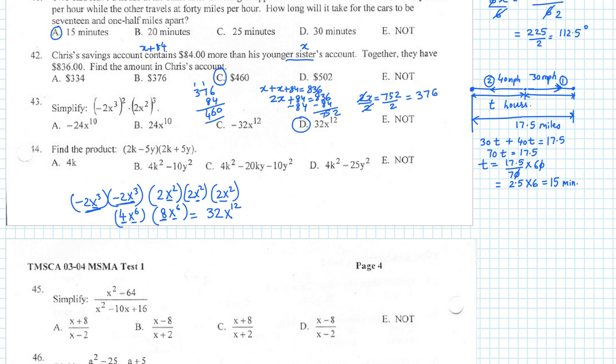Question 44, find the product of 2k minus 5y times 2k plus 5y. So if you know the formula a minus b times a plus b, that's equal to a squared minus b squared. So in this case, a is 2k and b is 5y. So the answer in this case will be 2k squared minus 5y squared. So 2k squared is 4k squared minus 25y squared. So it looks like D is the correct answer.